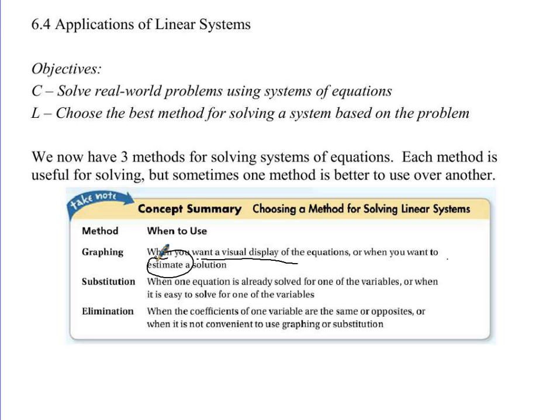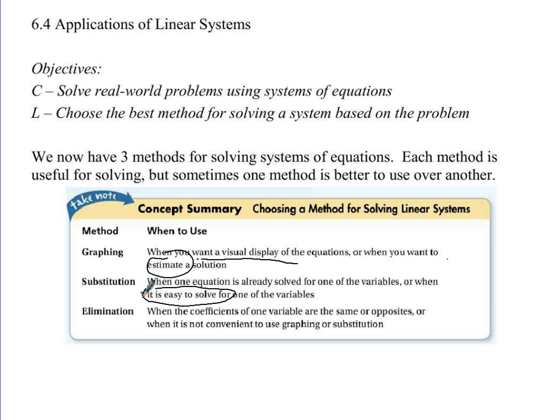Substitution method, you should use that one when one equation is already solved for a variable. You got two equations and one of them says like x equals something. That's a good time to use substitution. Or when it's easy to solve for a variable. So like you got 2x plus y equals 5, you could easily solve that equation for y and then be able to use substitution that way. That's a good time to use substitution.